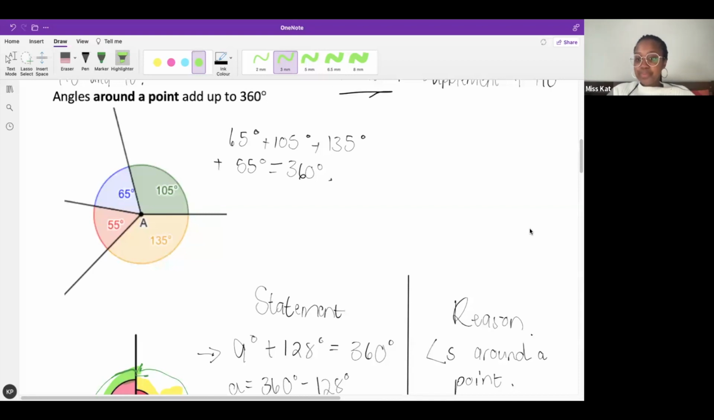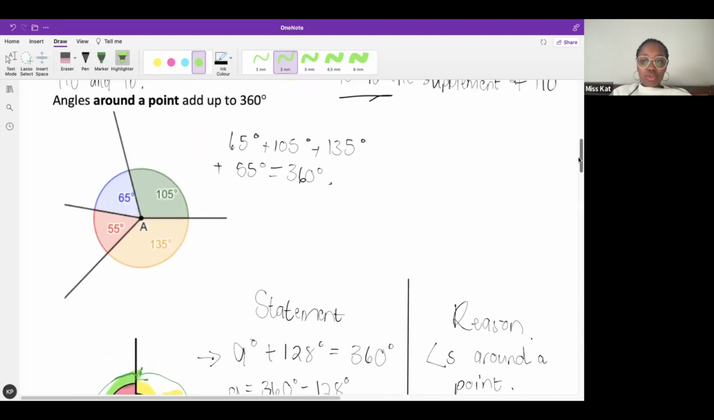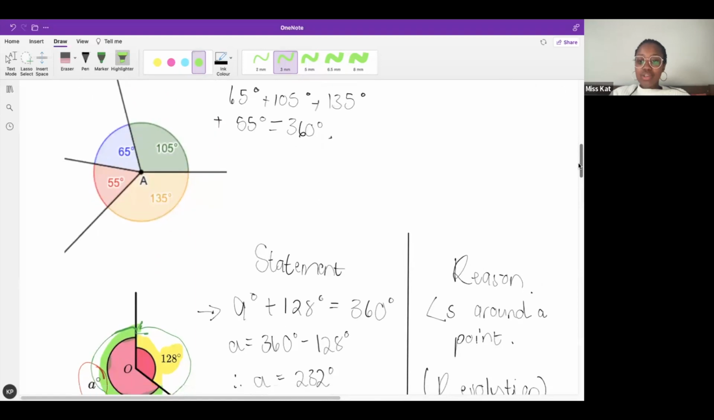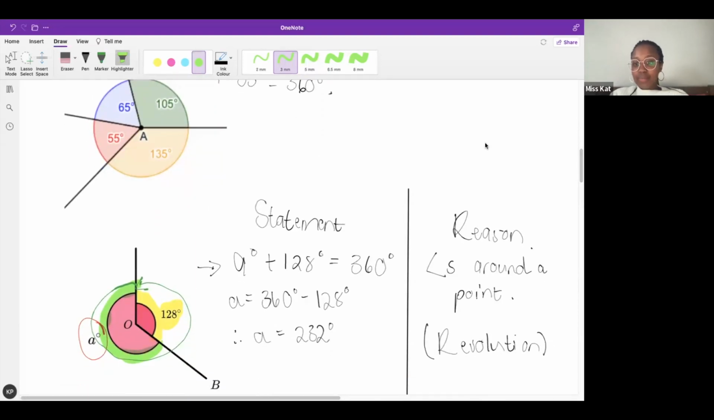Hello? Ma'am, how do we check our reasons? You just tell us which theorem you used. So you told me that this adds up to 360 because you know that angles around a point add up to 360. But do you know what you can do, Bokang? You can ask your teacher, maybe in the next lesson.